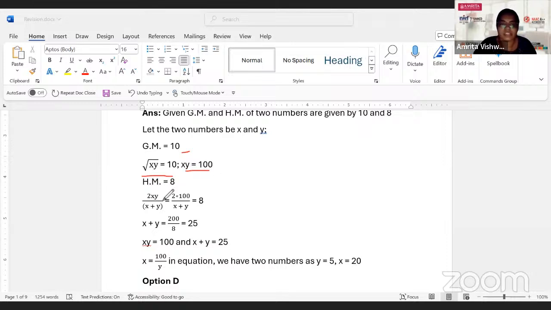I have xy as 100. I can substitute this as 2 into 100 by x plus y equal to 8. So 2 into 100 by 8 is equal to 25. So you got something like x plus y equal to 25 and xy is equal to 100. Now you have two equations and you just have to solve it.